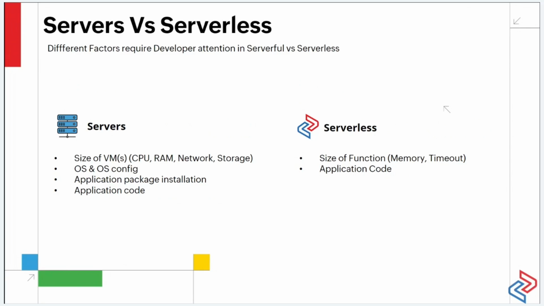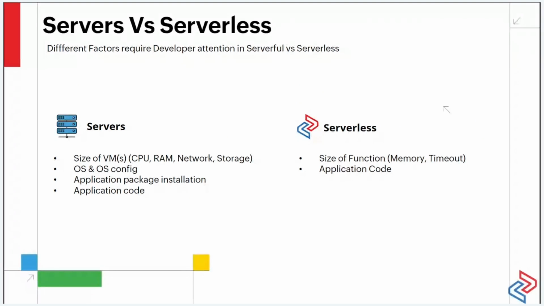You need to know about your OS and OS config, and that's something that you need to manage. The application code itself, again, and the application package installation. Whereas in a serverless platform, you want to configure the size of the function in terms of the memory and the timeout, and put in the application code. So that reduces the effort a significantly longer way in terms of how you were to manage your application on a serverless platform in comparison to a server.